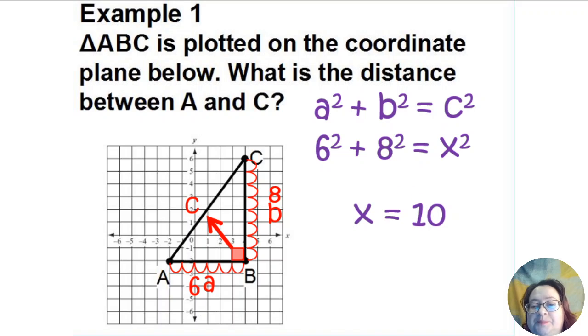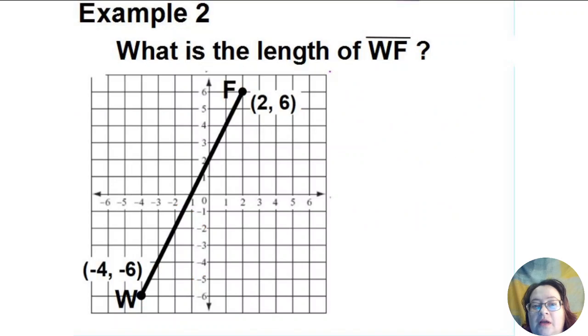Let's try another one. What is the length of WF? Here, WF doesn't have the right triangle drawn, but I can follow the grid lines and do that myself. I trace up and over, and you notice we have our right triangle because we have that box in the corner, and we count up 12 and over 6.